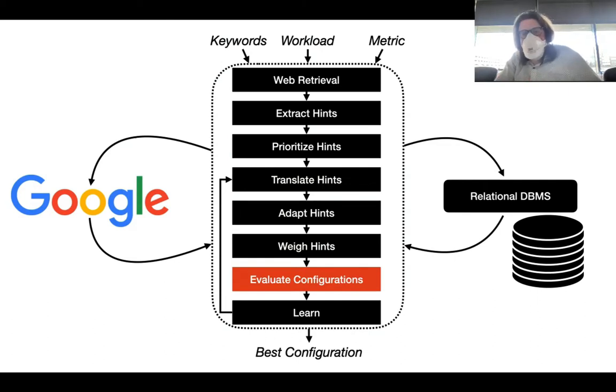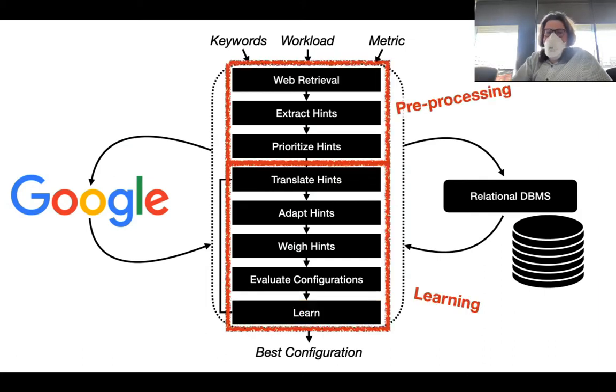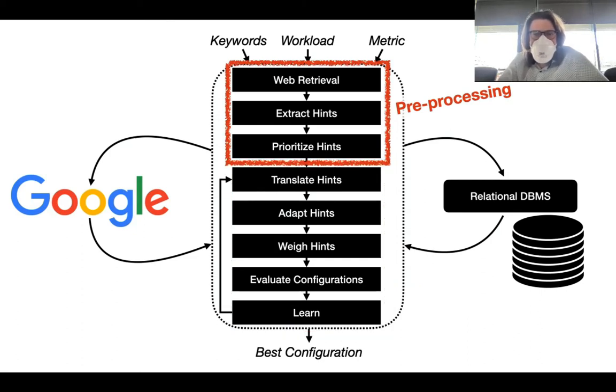And from the performance we observed, we learn to select better configurations and to translate hints better in the coming iterations, because the second part of the system, the learning phase, is iterative and will be executed until the time runs out or until the number of iterations reaches a limit. The first part, the pre-processing stage, is only executed at the very beginning of the tuning session. For the following, I'm going to discuss the pre-processing step in a little bit more detail, afterwards the learning phase.